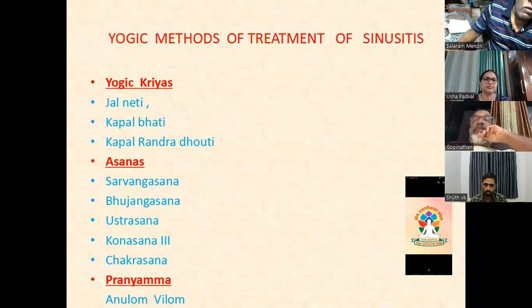What are the yogic kriyas? Jala Neti, Kapalbhati, Kapal Randhra Dhauti. Asanas: Sarvangasana, Bhujangasana, Ustrasana, Konasana, Chakrasana. Pranayama: Anulom Vilom.